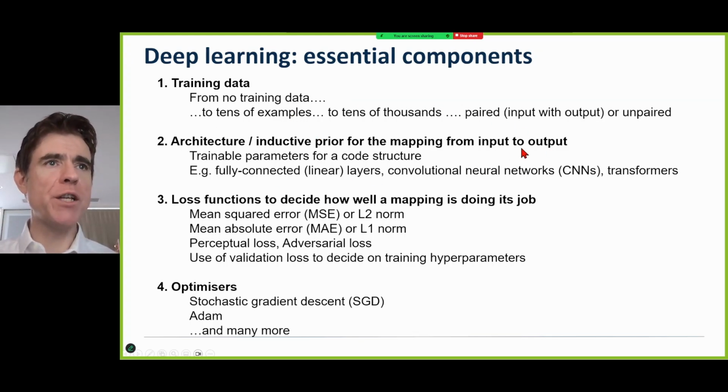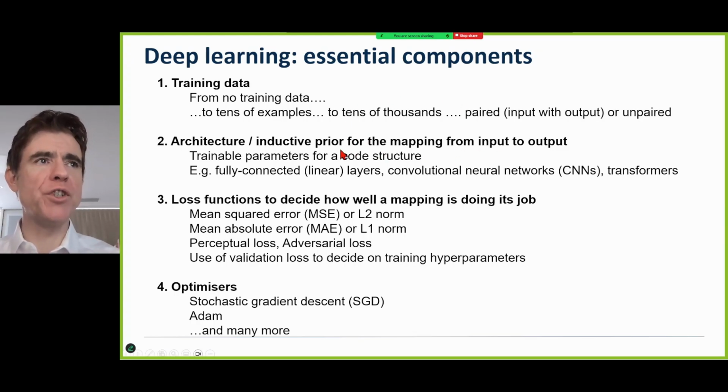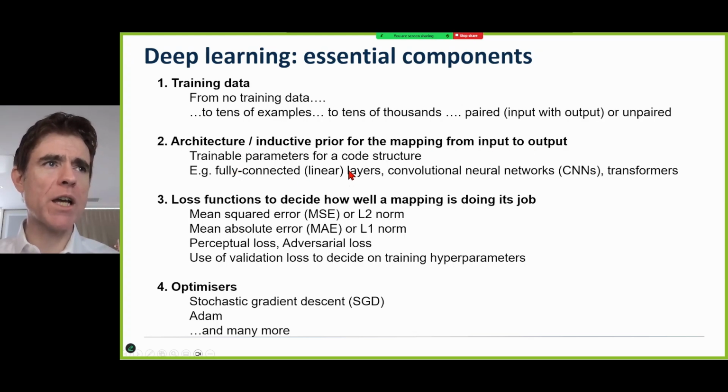Then we need a design of that mapping. I've been showing some simple linear mappings and some convolution-based mappings. That's the so-called inductive prior of the mapping from the input to the output. And so we can use CNNs, transformers, whatever your favorite network might be. And then we need some loss function to check whether our mapping is doing its job. Mean square error, mean absolute error, perceptual loss, adversarial loss.